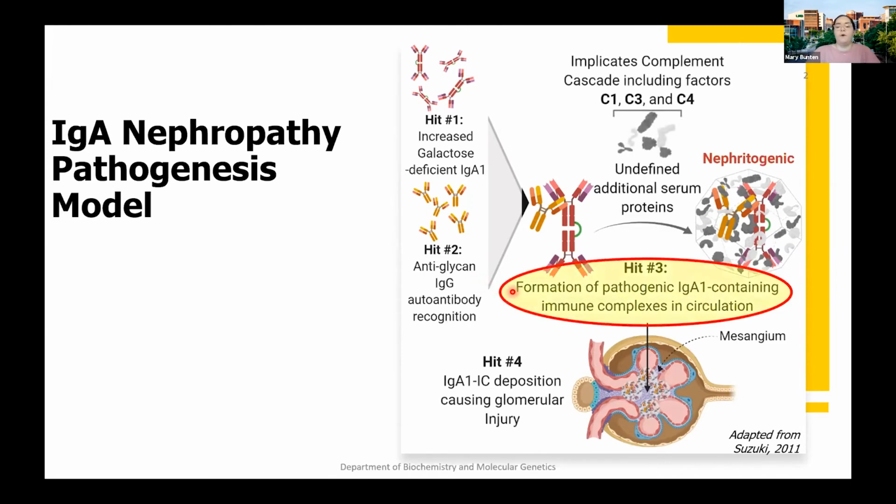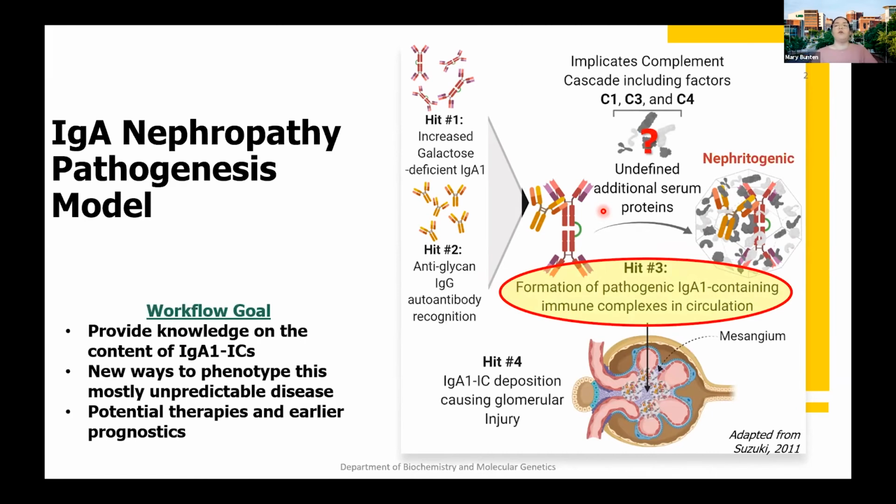Today's talk is going to focus on hit number three, which is the formation of these complexes, and specifically looking at what undefined additional serum proteins might be involved in the nephrogenic effects of the complexes. Our goal when developing this workflow was to not only provide knowledge of the contents of immune complexes, but also new ways to phenotype this spectrum of disease, and potentially have this workflow work for other diseases that involve protein complexes, an example being lupus, and then potentially look into therapies or earlier prognostics for the disease, because currently it's only diagnosable by renal biopsy. So this would be a less invasive alternative that might lead to earlier treatment plans.